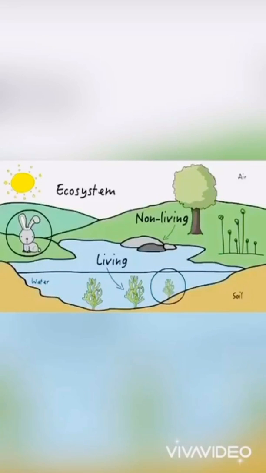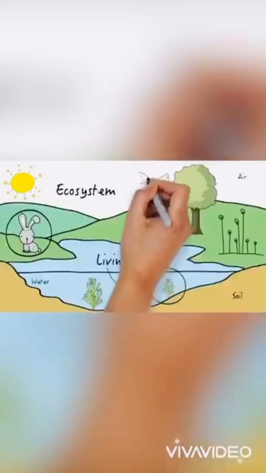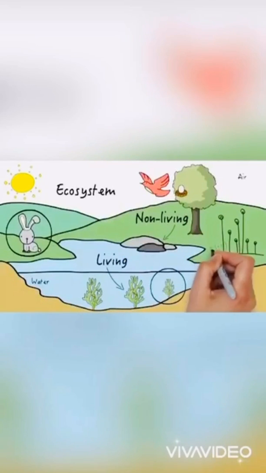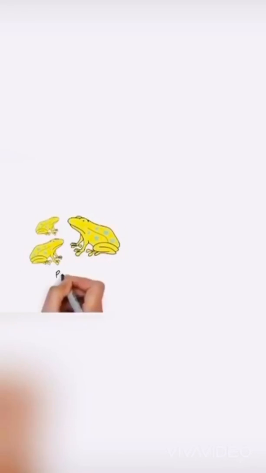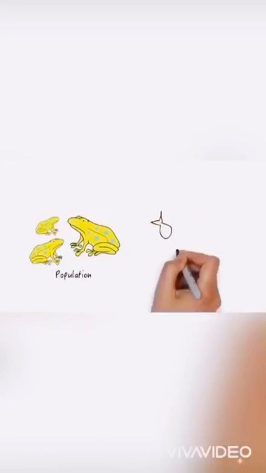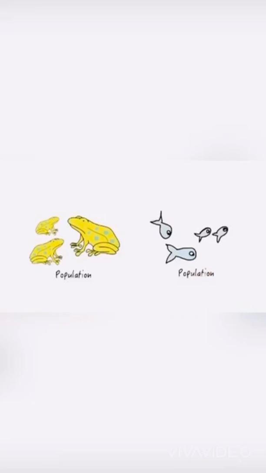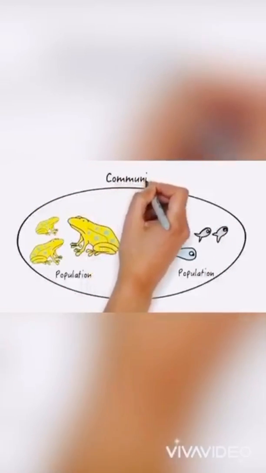Some animals may live in the same ecosystem, but not in the exact same place. For example, birds live on trees, snails live between plants, and fish live in water. Each of these animals has their own habitat. There may be a frog population or a fish population. Together, they form a community.